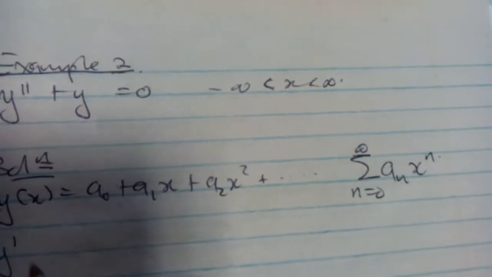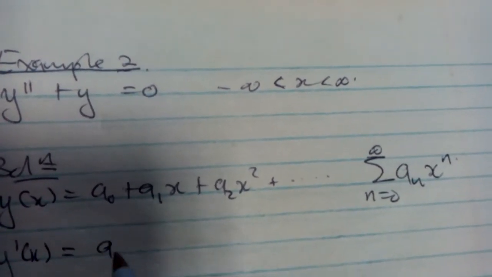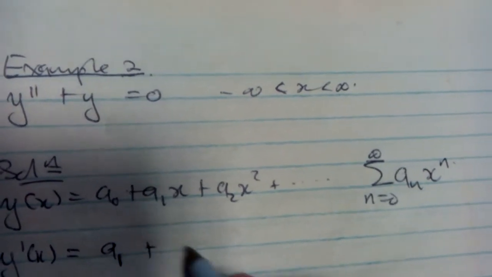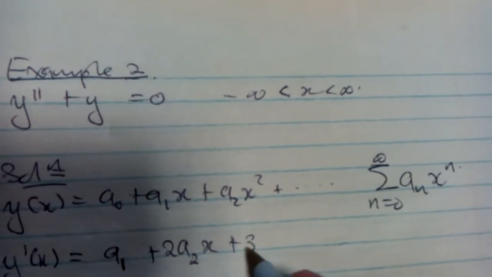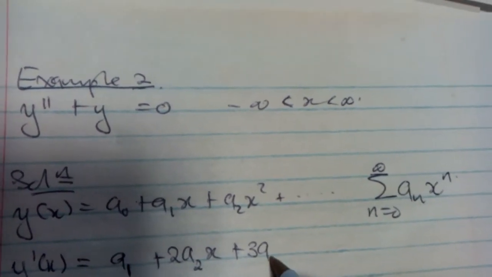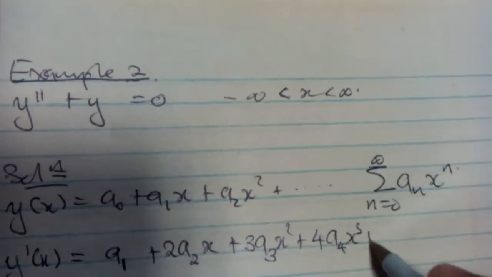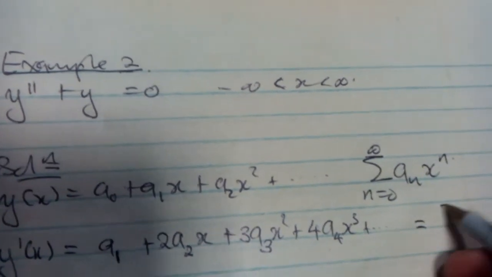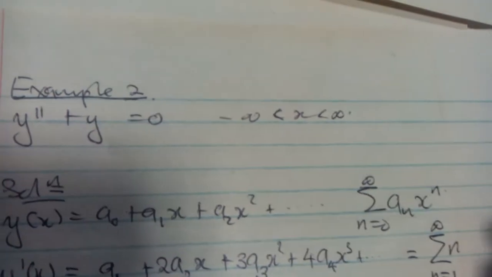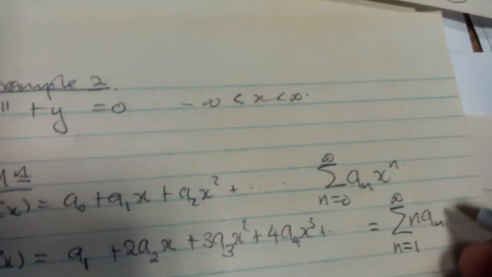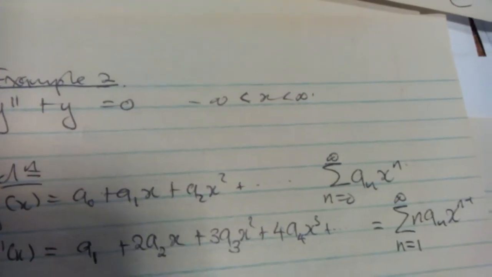And my y prime of x is nothing but a1 plus 2 a2 x plus 3 a3 x squared plus 4 a4 x to the 3 plus on and on, so that this can be written as sum from n equal to 1 now up to infinity of n a n x to the n minus 1, and my y double prime is given by what?